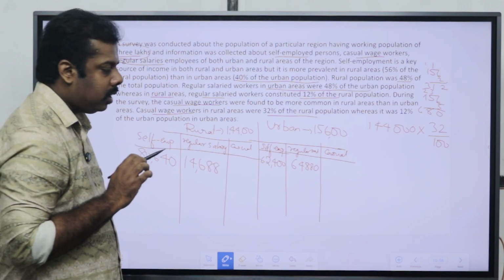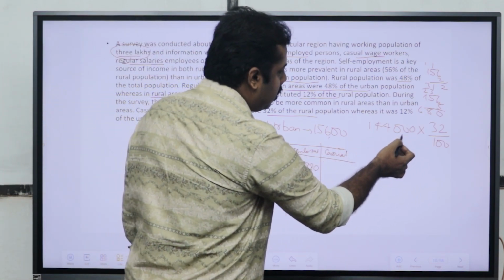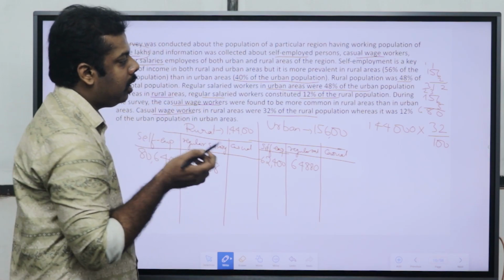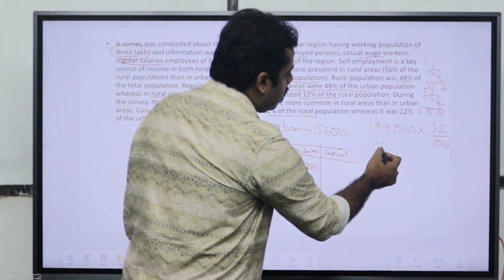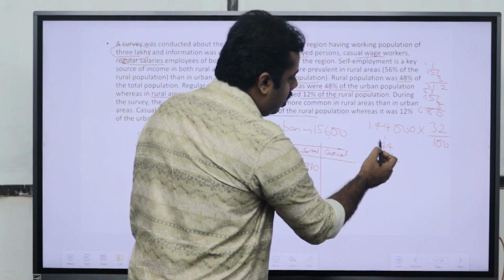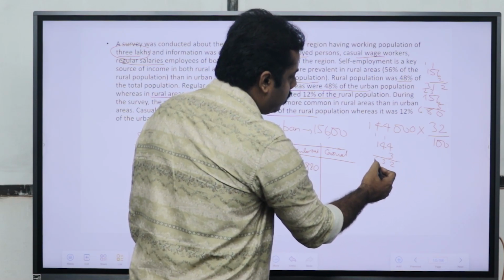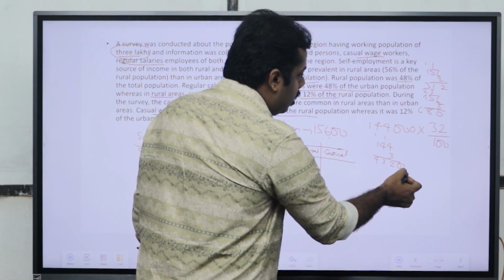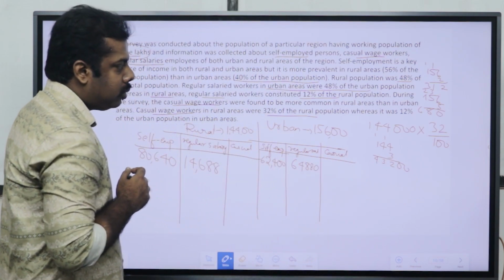To find the value of 32%, easily, like in the last one, 10% of this value is 14,400. So 3 times of that is going to give us 144 into 3, which is 432, so 43,200.